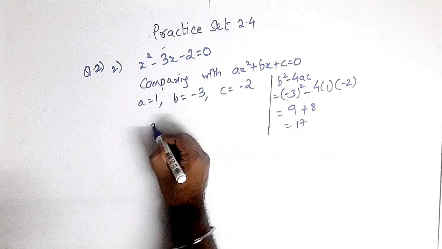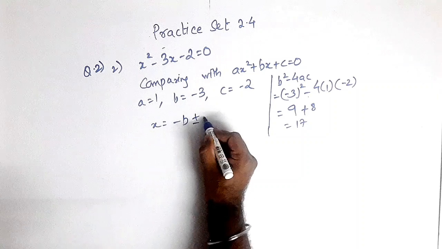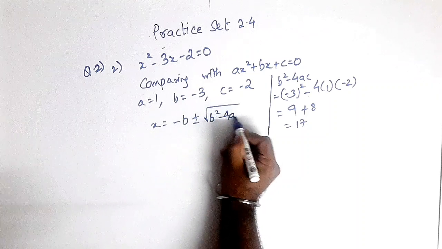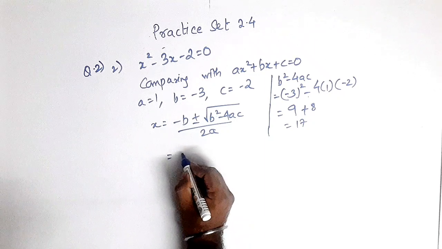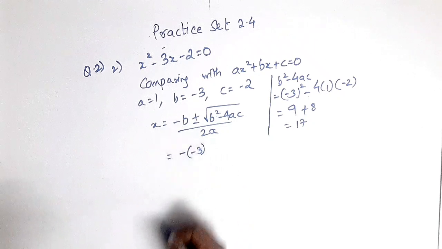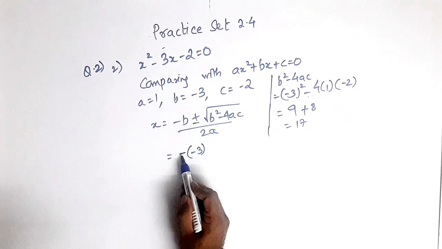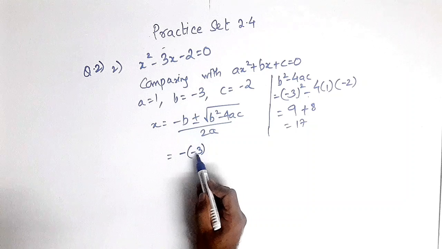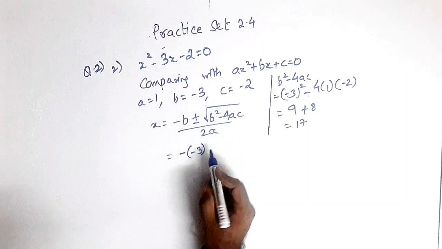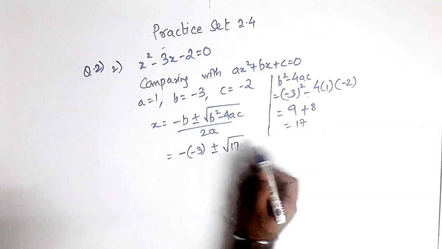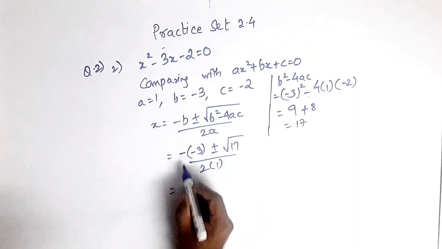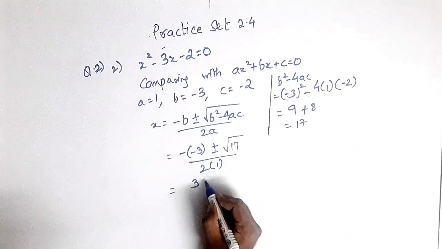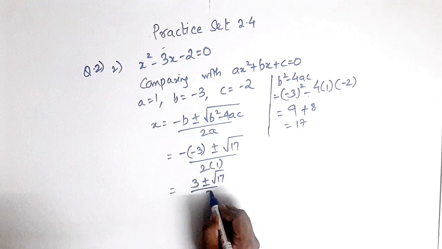No issues, we'll write the formula. x is equal to minus b plus or minus under root b square minus 4ac upon 2a. Now minus b is minus of minus 3. Minus once for the formula, and the value of b is already negative, so this minus also. Plus or minus under root, this will be 17, as the value of b square minus 4ac is 17, upon 2a, it is 1. This will become plus 3 plus or minus root 17 upon 2.